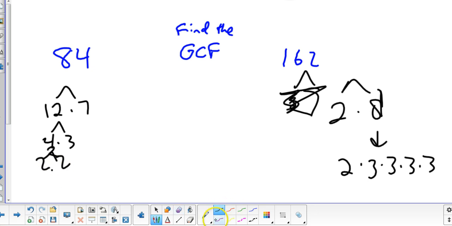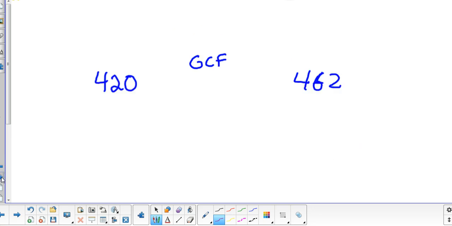Again, in common they've got 2 times 3. So their GCF is 6. And that is the thing that gets canceled out. If I stack them on top of each other, if it is a fraction, that's what gets canceled out.